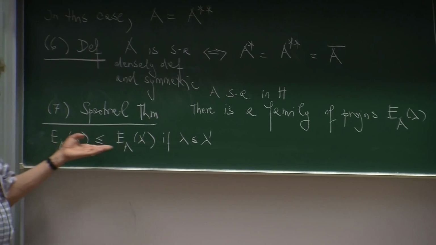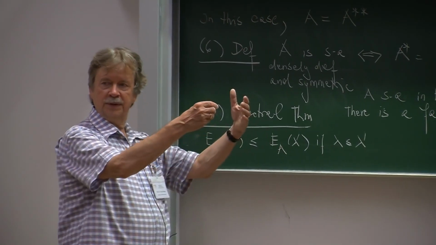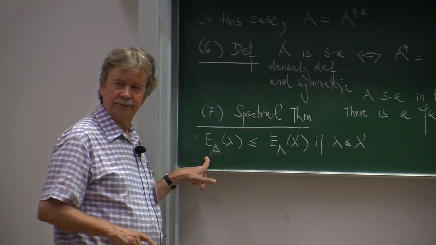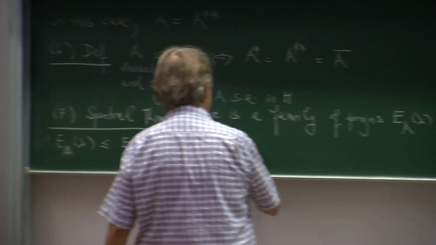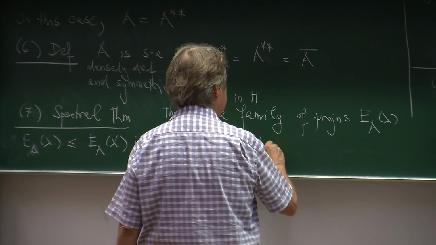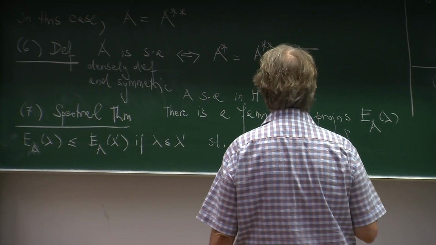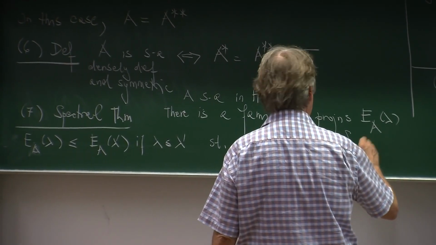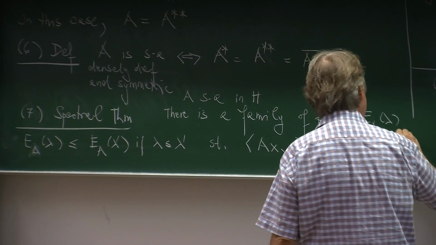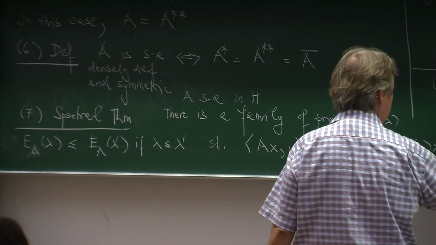That means that the space onto which this projection projects contains this space. This means monotonicity. Or that this projection times this projection is this projection. Such that we can write A(x, y) equals the integral over lambda times d E_A of lambda applied to x comma y.